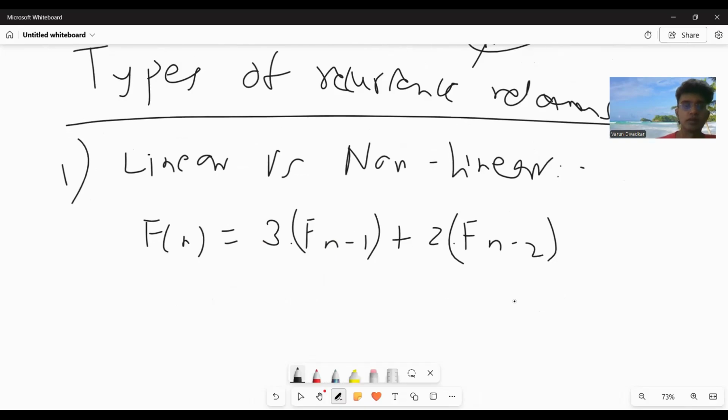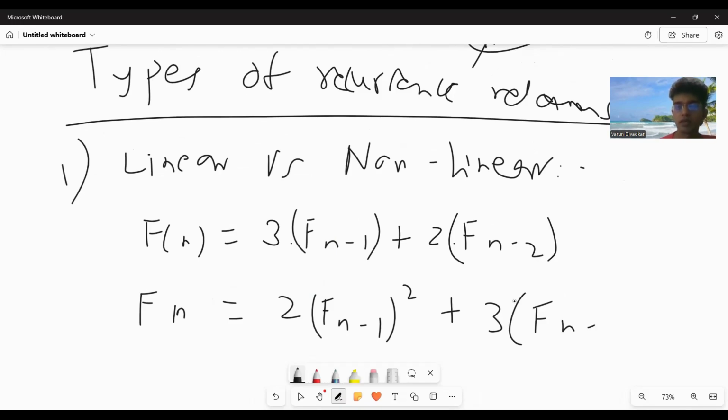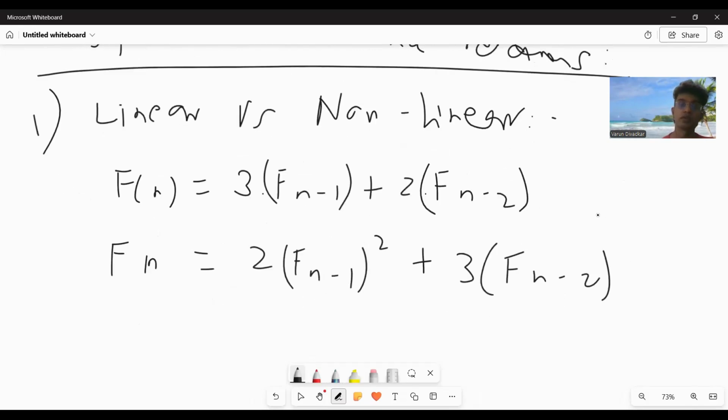But then if you look at this one, say f of n equals 2 times f of n minus 1 squared plus, say, 3 f of n minus 2. Right? So this is an example of a non-linear recurrence relation because f of n minus 1 has a power equal to 2. All right? Yep. So that's linear versus non-linear. This can be 2, 3. Even in that case, it's a non-linear one.